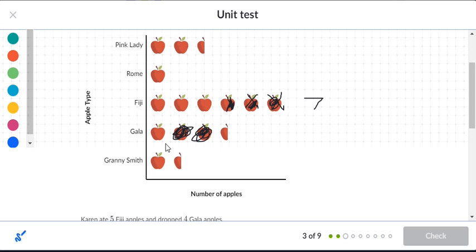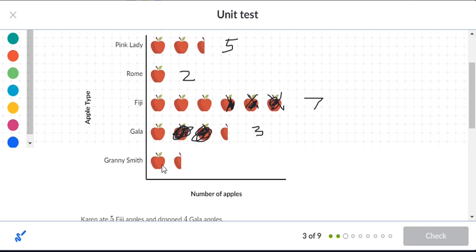So what we have left is whole apples. That's 2 and 1, so that would be a value of 3. This would be 2 and 1. That would also be a value of 3. This one would be 2 and this would be 2, 4, 5.